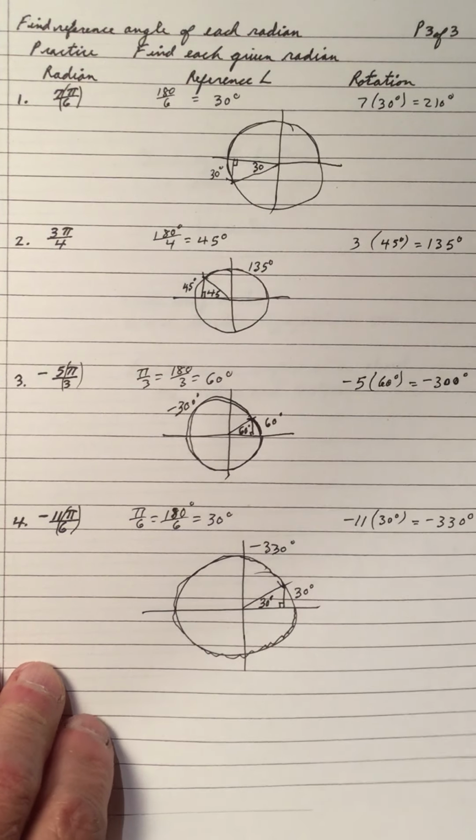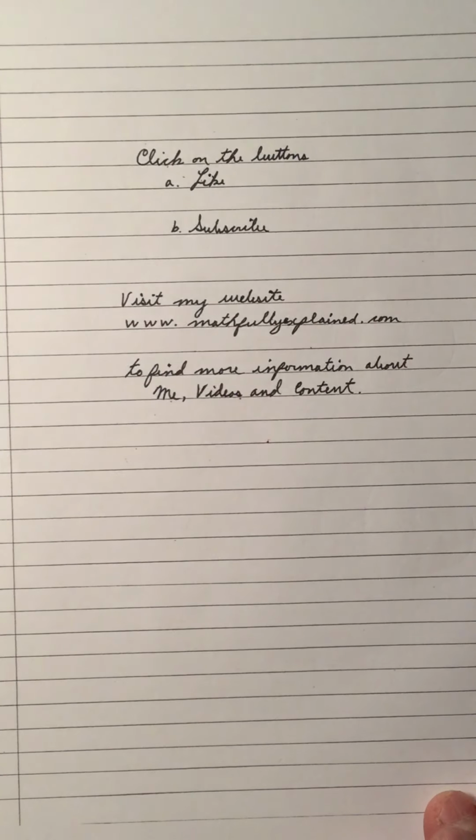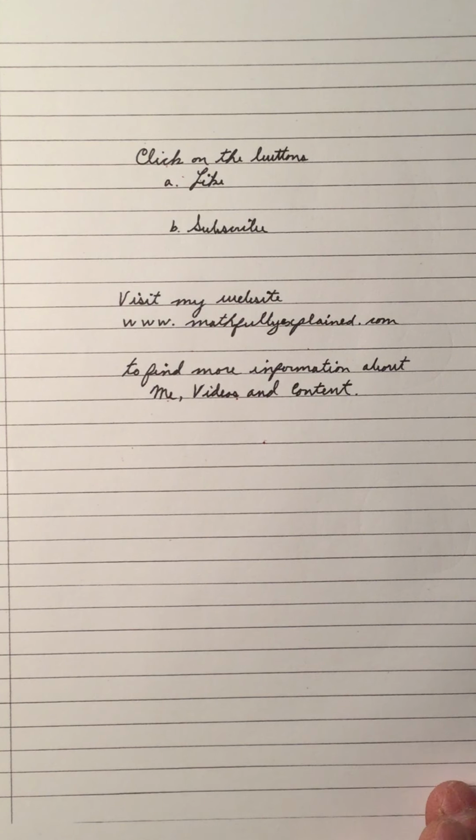And that brings us to a fast way. Pi over your denominator is your reference angle. And you know in the quadrant what your reference angle is going to be when you do your rotation.